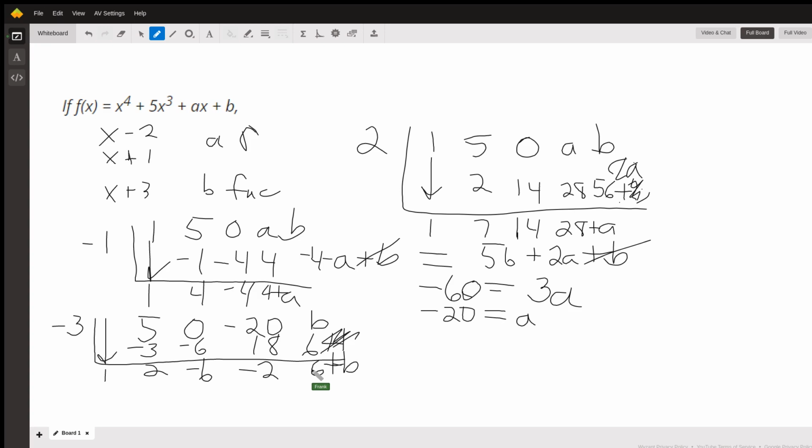And the remainder, because x plus 3 is a factor, has to be 0. 6 plus b equals 0, so b equals, I subtract 6 from both sides, negative 6. So a is negative 20, b is negative 6.